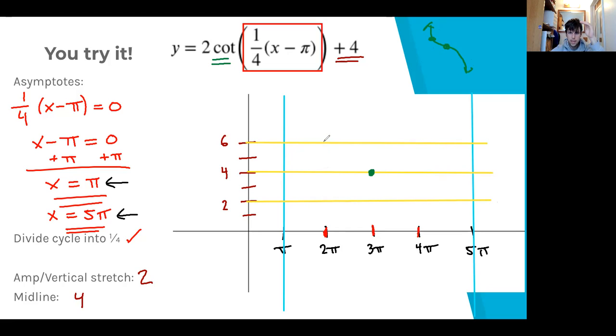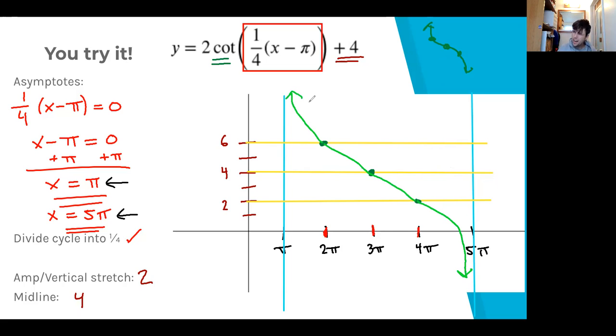We need to go up the amplitude, which is 2 units. There we go. And then at the 3/4 mark, we need to go down the amplitude from the midline. So down 2. And again, we have our guiding line there to help us out. So those are the 3 points we need to sketch in this cotangent curve. I'll try to do this piecemeal, make it look nice. And there we go, there's our graph.